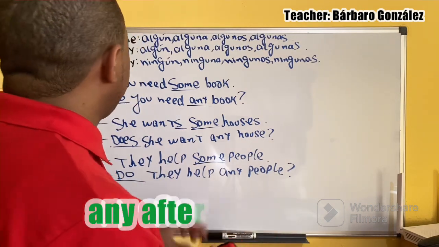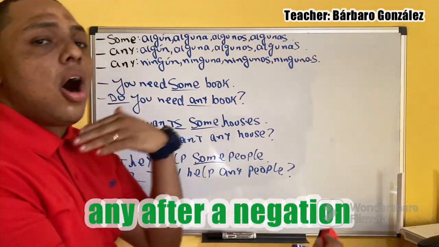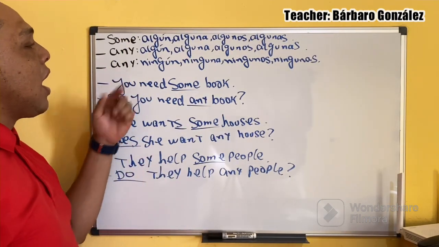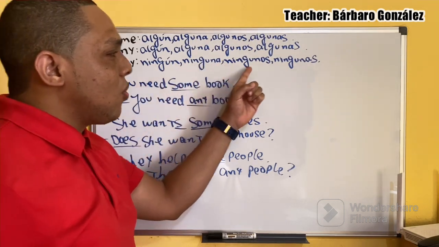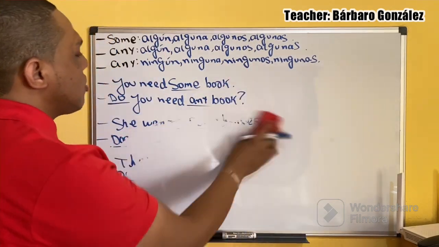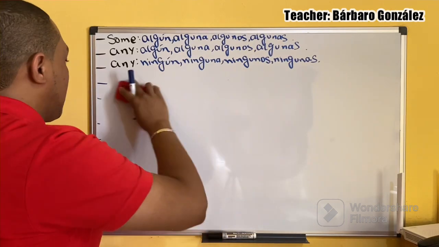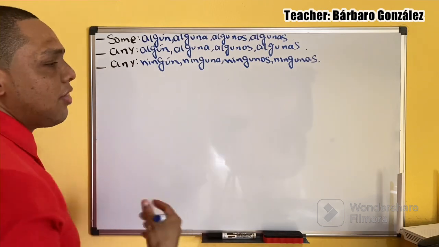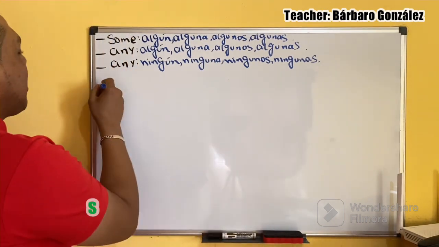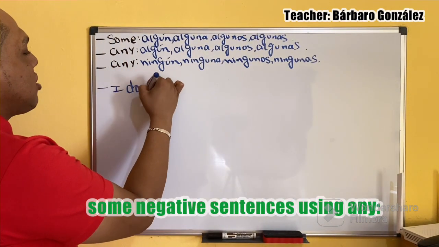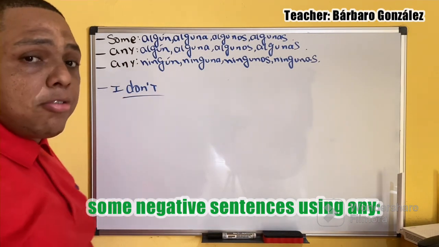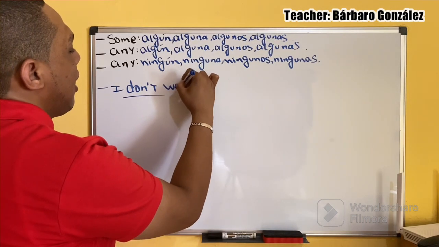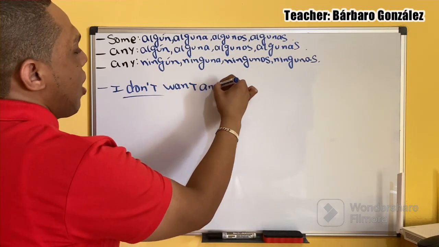But after a negation, any has another meaning, another translation. After a negation, any means ningún, ninguna, ningunos, ningunas. For example, let's do some negative sentences, of course using the auxiliary for negation. For example, don't, doesn't, didn't, etc. I can say I do. As do is an auxiliary for using negation, then I have to say I don't. For example, I don't want, and I don't want any.